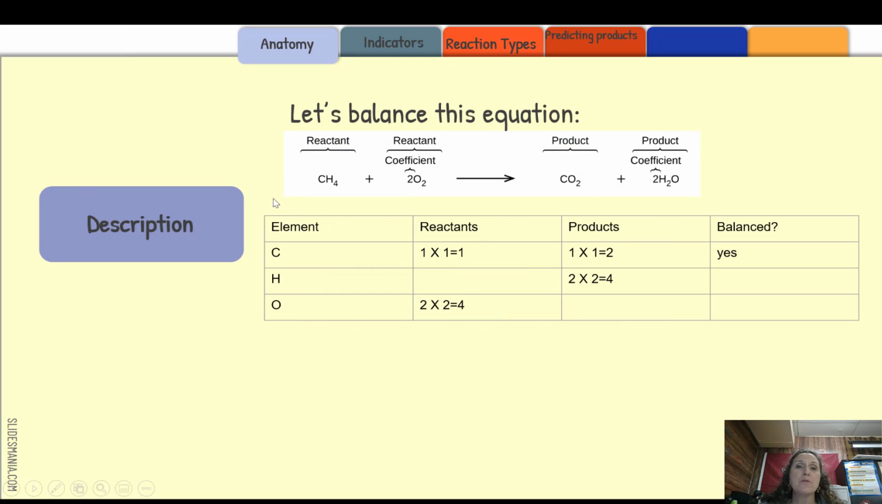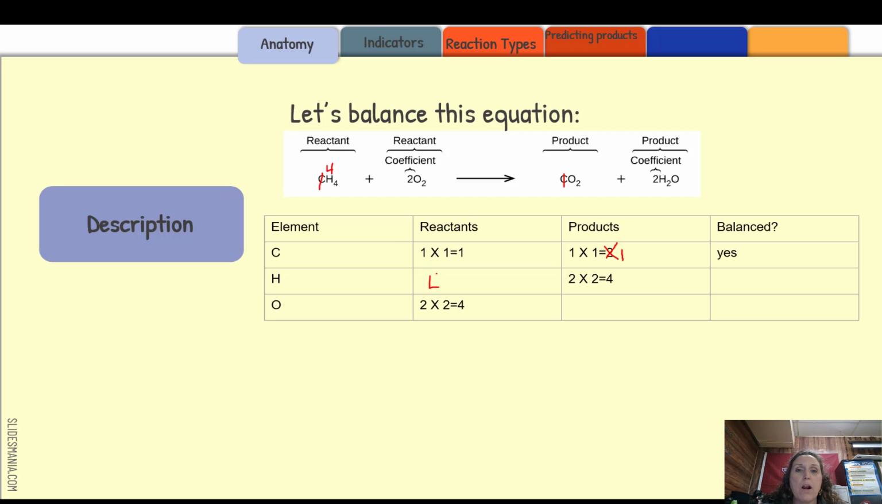All right, so as we look at this, the first thing I want to show you is that I know that 1 times 1 does not equal 2. I know that 1 times 1 equals 1. So let's look here. Let's count. We have 1 carbon here, and we have 1 carbon here. So we have 1 carbon in the reactant side and 1 carbon in the product side, which means that they are balanced. So good.